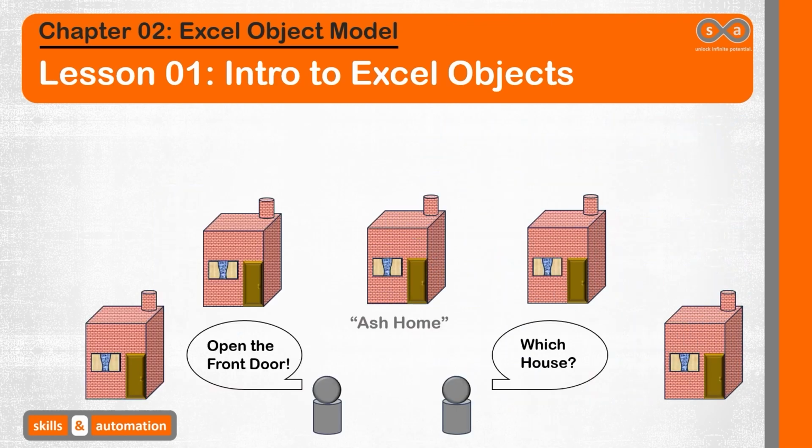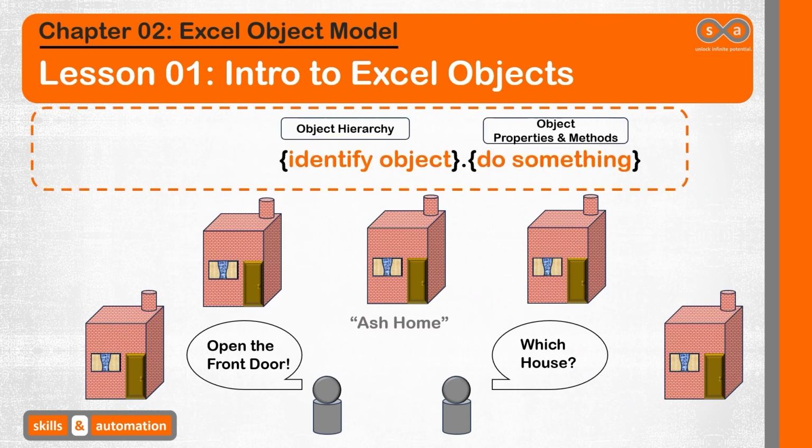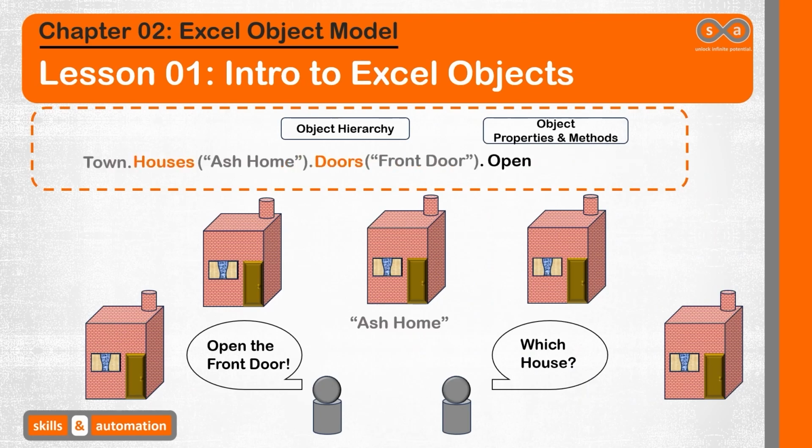So let's get back to the original instruction I was trying to give to my friend in the introduction to this video. That is, open the door. I will need to first identify or tell my friend which door object I am referring to, and only then can I tell him to open that particular door. So we identify the object using the full reference: town, houses, Ash home, doors, front door. And once we have identified it, we can call the open method for that object. Now, there is no ambiguity in this instruction and no possibility of my friend opening the wrong door. And this was an example of an object model in the real world context.